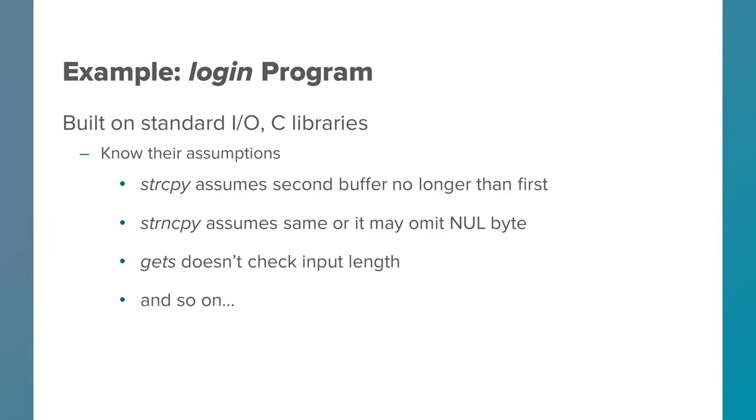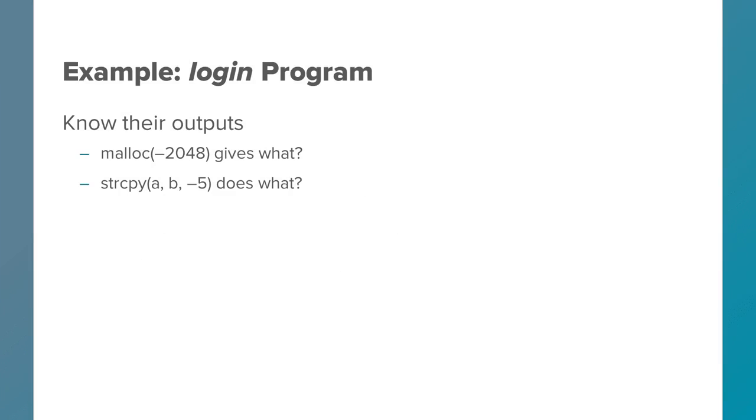So the library functions themselves will have assumptions. Also, we need to know what they're going to output in weird cases or prevent the weird cases from happening. For example, if I say, give me negative 2048 bytes of space, malloc, how much storage space will I actually get? What happens actually is that the minus 2048 is interpreted as an unsigned number. So I'll get 2 to the 64th minus 2048 bytes of space, or 2 to the 32nd minus 2048 bytes of space, depending on my word size.